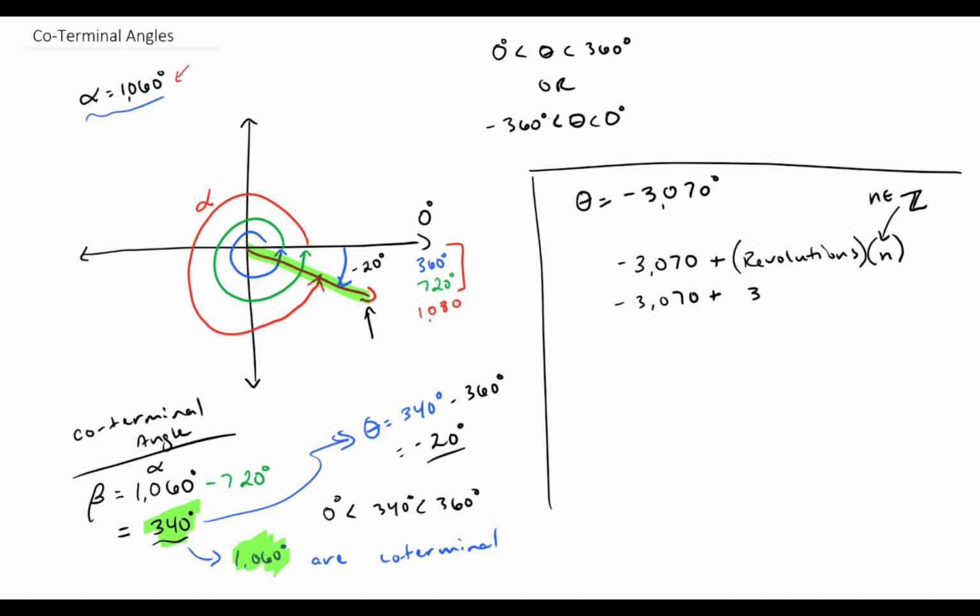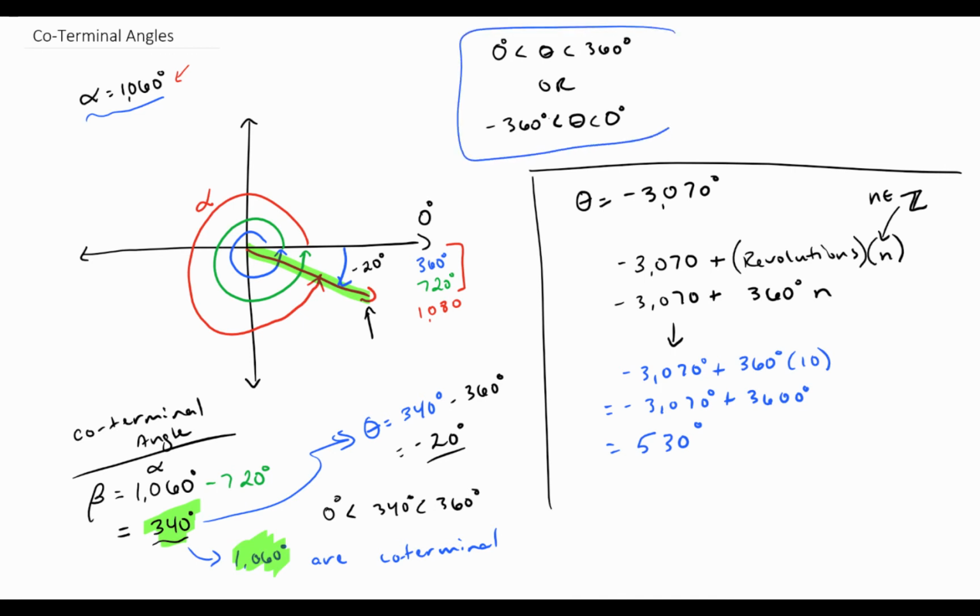Well, one full revolution is 360 degrees. So I'm just going to multiply 360 degrees times n number of revolutions. And from there, I can really just kind of guess. So first, I'm going to pick a number that I know is really easy to multiply by, and that would be 10. And so I'm adding 10 full revolutions to this, and that's just going to leave me with 530 degrees. Unfortunately, that's not in between 0 and 360 like I wanted it to be, but it's much closer.